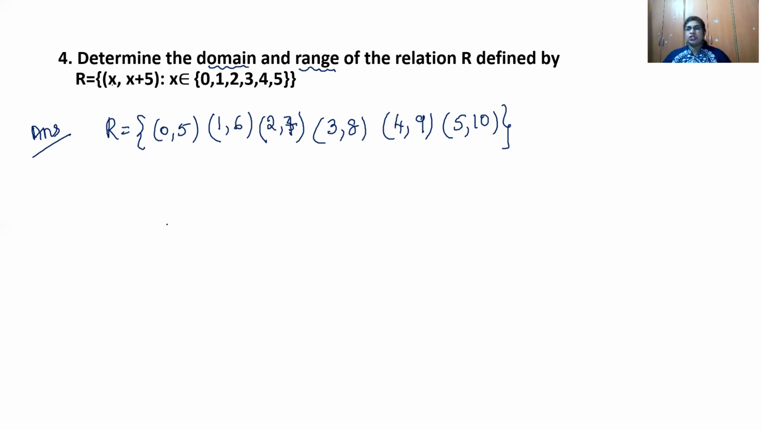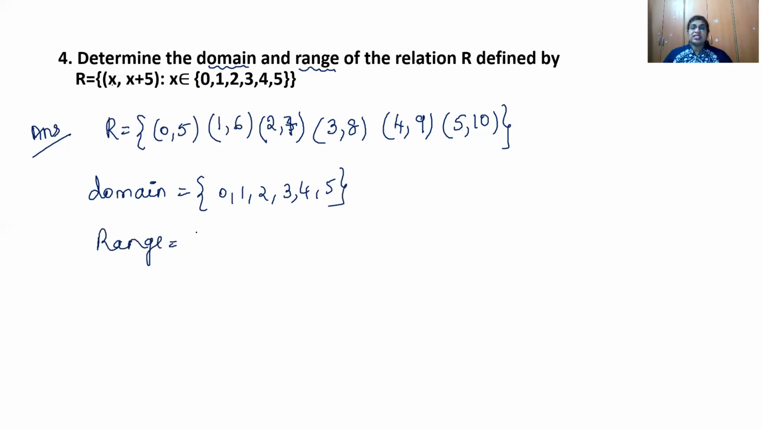Now in this relation, check once: 0, 1, 2, 3, 4, 5, all the x values you have put there. So what is the domain here? The domain is nothing but the set of all first elements: 0, 1, 2, 3, 4 and 5. What is the range? Range is nothing but the set of all second elements: 5, 6, 7, 8, 9 and 10.